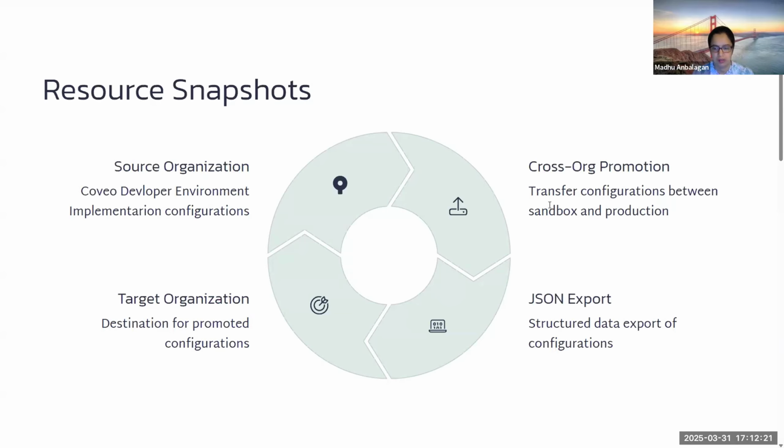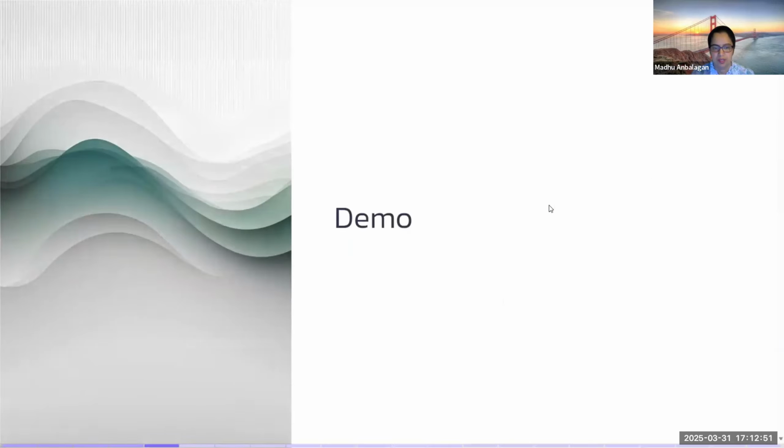I will show how to do that JSON export. I don't have a non-prod and prod environment, but I would love to show how easy it is to take a snapshot and retrieve it on the other end, to create another organization or promote it to another prod or UAT or any environment. With this, let's jump into a demo.